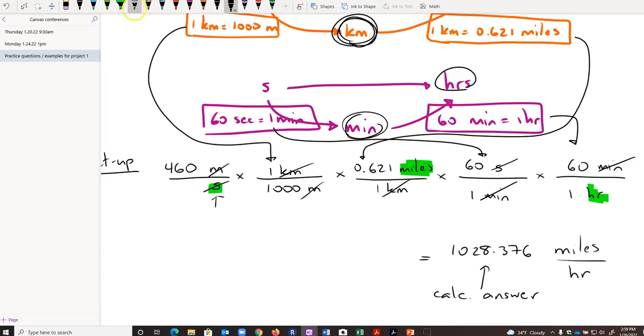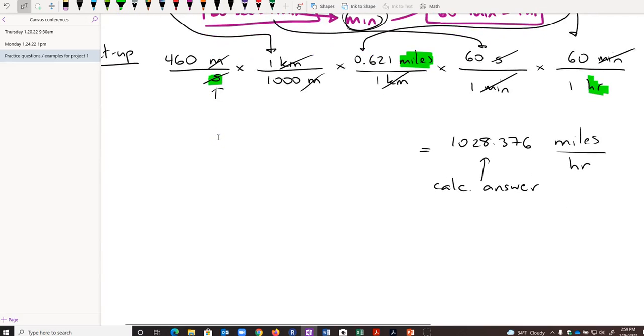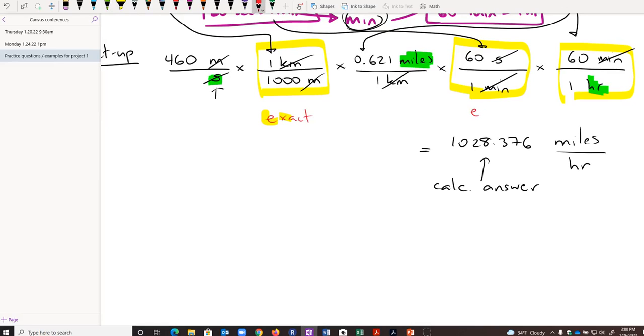So let's take a look at our numbers here and make some sense of these. Okay, so if we look here at our time conversions, those are all exact. There's exactly 60 seconds in a minute, 60 minutes in an hour. These are all exact. The metric conversion is also exact. So that means those are not going to limit your sig figs in your calculation.